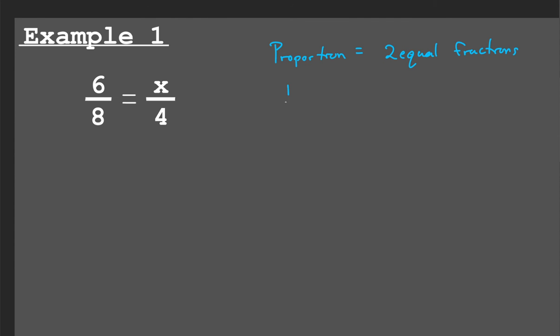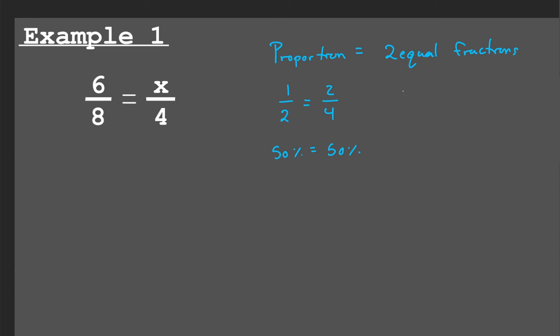For example, 1/2 is equal to 2/4. This is a proportion. 1/2 is 50%, 2/4 is 50%, and so I would say that these fractions are proportional, or they are a proportion. This is a proportion right here. 1/2 equals 2/4. Boom. They're equivalent fractions.